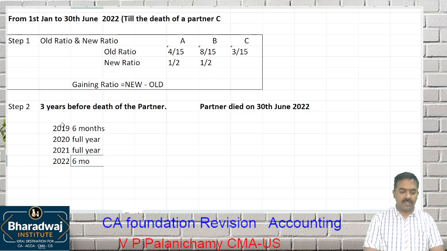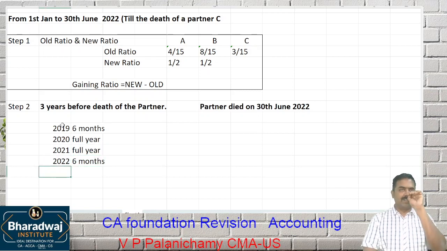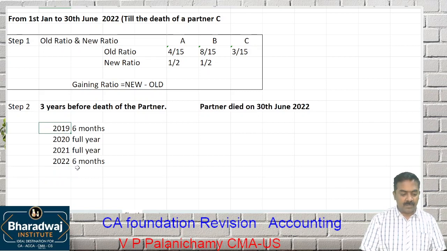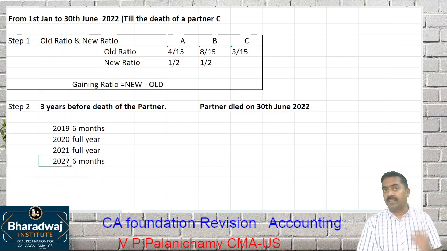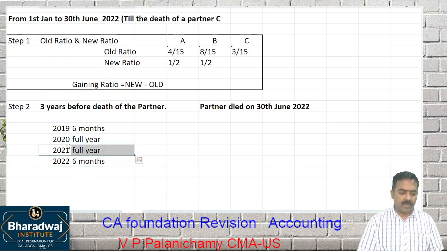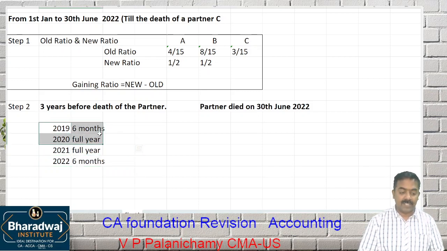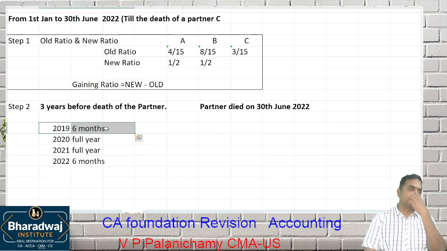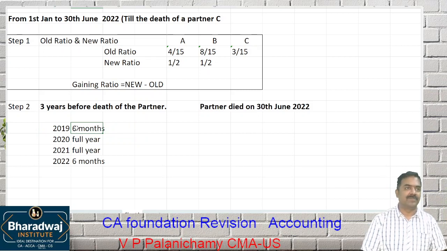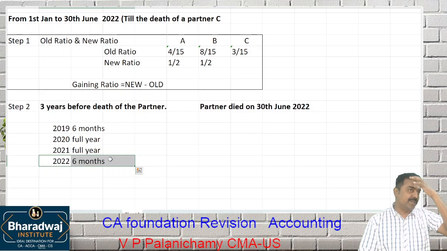So this is what is most important. In the examination you may think it is very difficult, but there is no other way. Please remember the partner died on 30th June. So the current year 6 months profit, before that 1 year, before that 1 year, before that 6 months should be taken. Why take 6 months? We take 3 years. If you take the full 2019, it will be like taking 3.5 years. Otherwise, if you ignore the 6 months also, then you are ignoring 2022 itself.